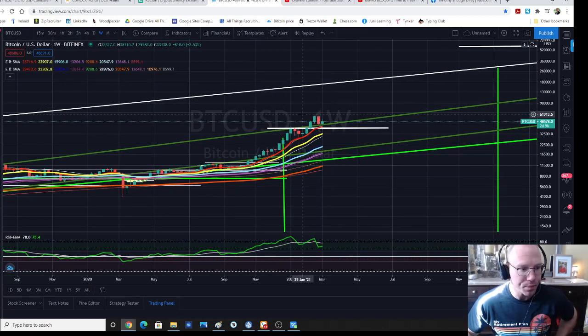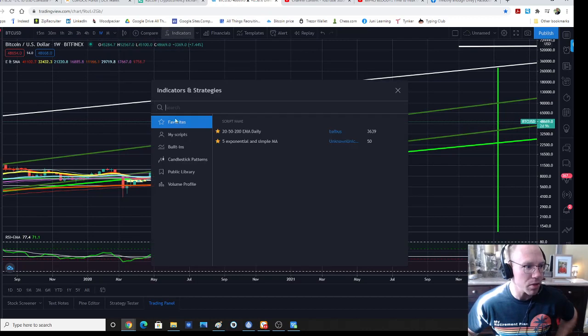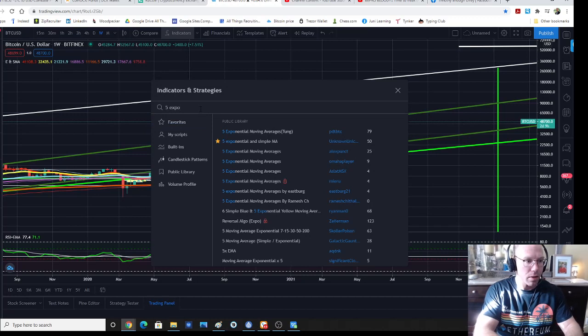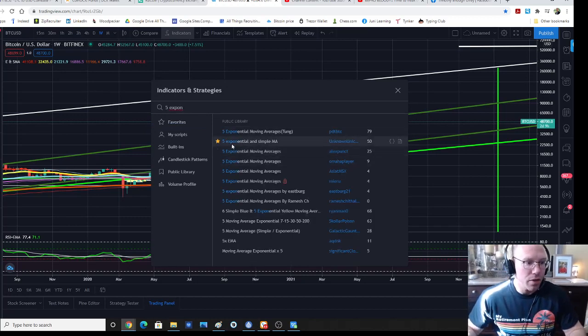But anyway, the indicators that I use, I finally figured out which one, but there are a couple of options. So I don't like that one. If you type in 5 exponential, this one should pop right up. Okay, 5 exponential. So this is the one with the stars, specifically the one I use. Now there's one that's almost identical.